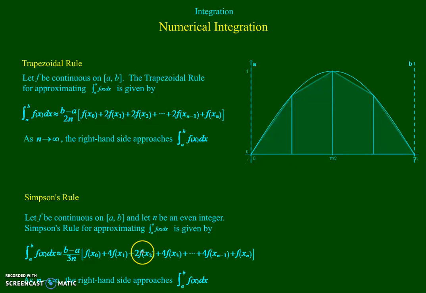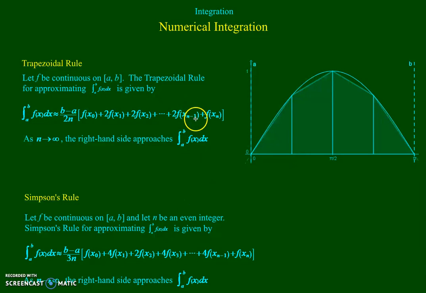We have to have a 4 and at least a 2. So there has to be an even number here in order for that to happen. And again, as n approaches infinity, the right-hand side approaches the actual integral from a to b of the function with respect to x.